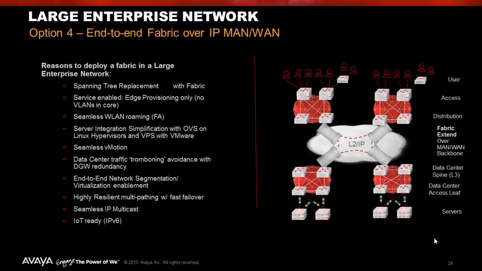Finally, we can look at an end-to-end fabric over the IP MAN WAN. Now, I want to emphasize that this is exactly equivalent to what you saw earlier, where an enterprise said, look, I'm going to deploy Fabric end-to-end. Even though I have this network in the middle that's Layer 2 or IP, I actually have the ability for end-to-end services capabilities. So all of the benefits that you saw earlier for a full end-to-end fabric are realized here, using Fabric Extend as the glue to create this end-to-end fabric cohesive domain.